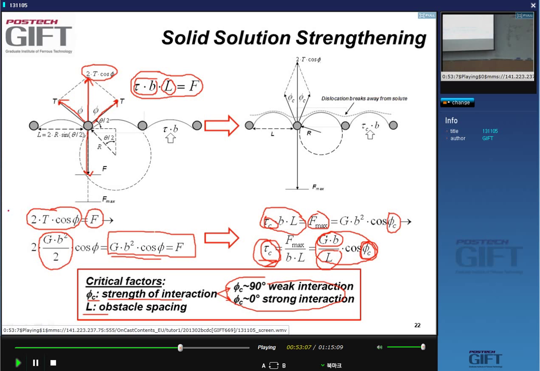At no moment in this discussion did I ever say anything specific about the obstacle. Actually, the obstacles in this particular chapter are solutes, but they could be particles, they could be dislocations, they could be anything, really. So this equation here is actually a very fundamental equation when it comes to strengthening mechanisms in steel and actually in any crystalline solid.